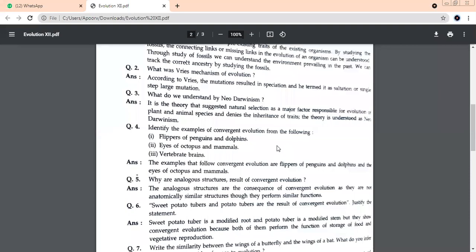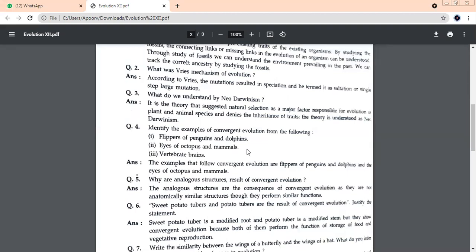Let's do this. Identify the examples of convergent evolution. Convergent, always remember, parents were different and the offspring had structure similar. Flippers of penguins and dolphins. Tell me, is it convergent evolution? Yes, ma'am. They are very similar to each other. Eyes of octopus and mammals. Yes or no? Yes, ma'am. They are also quite close to each other, quite resemble each other.